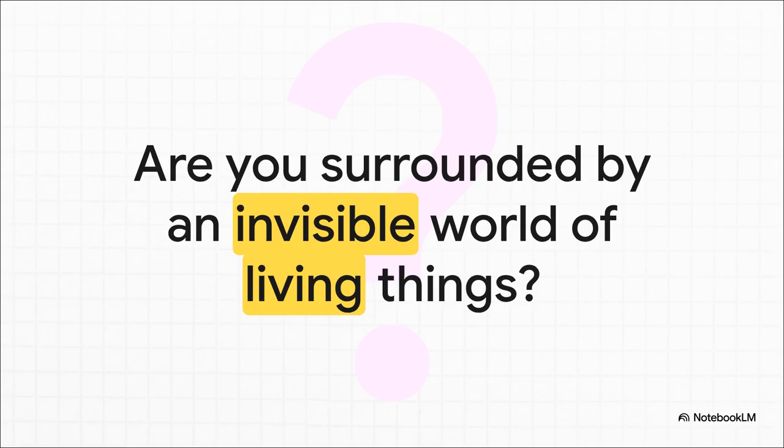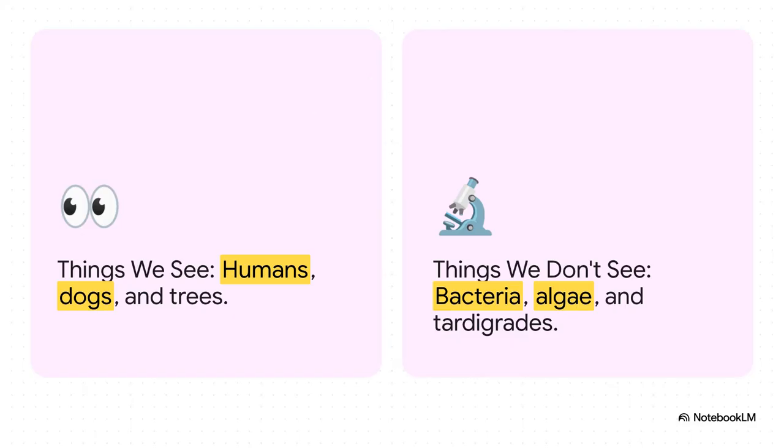Kind of wild, right? I mean, we see the big stuff all the time, obviously. People, our pets, trees outside. But what about that other column? The things we don't see. That's a total mystery, and that's the mystery we're going to solve today.